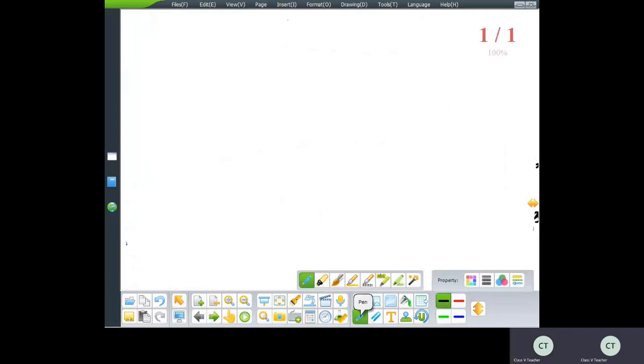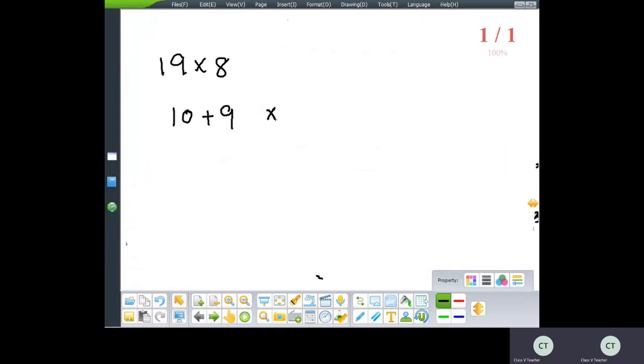Let me take a simple number, a 2-digit number with 1 digit, 19 into 8. I hope all have gone through the tables. Now you are perfect in the tables. I told you to learn. Yes or no? So 19 into 8. How do you write 19 into 8? 19 can be written as 10 plus 9, into 8. I'll keep the 10 plus 9 in the bracket, then 8. So 10 into 8 plus 9 into 8.